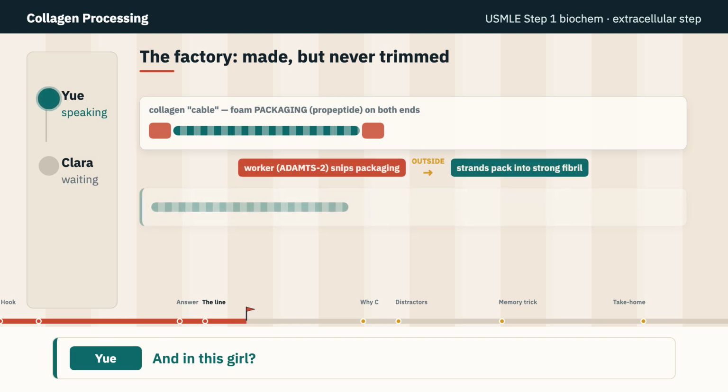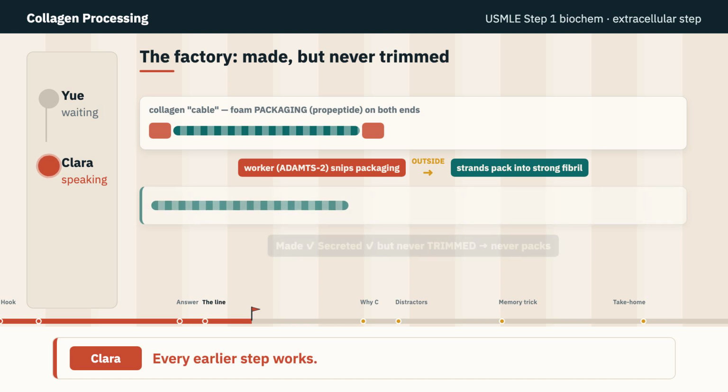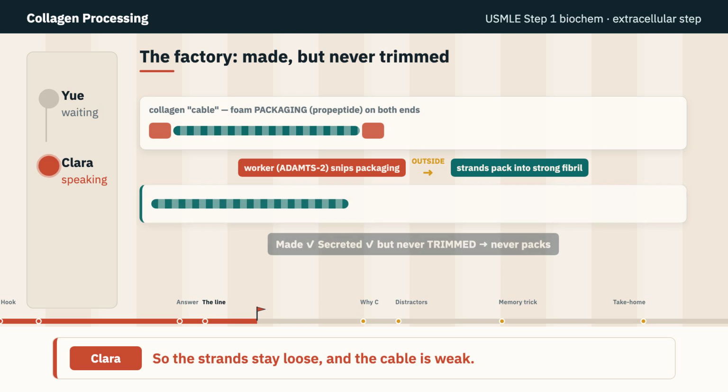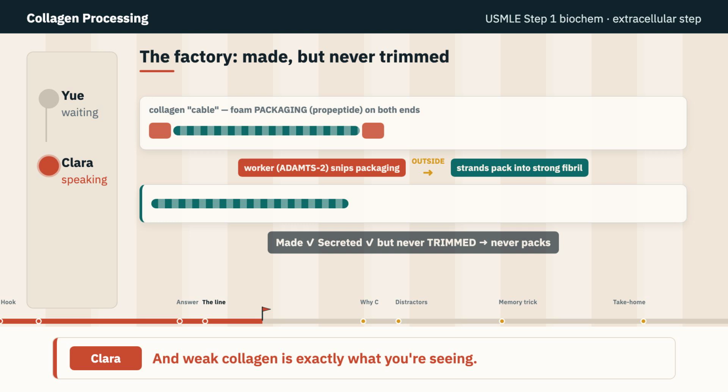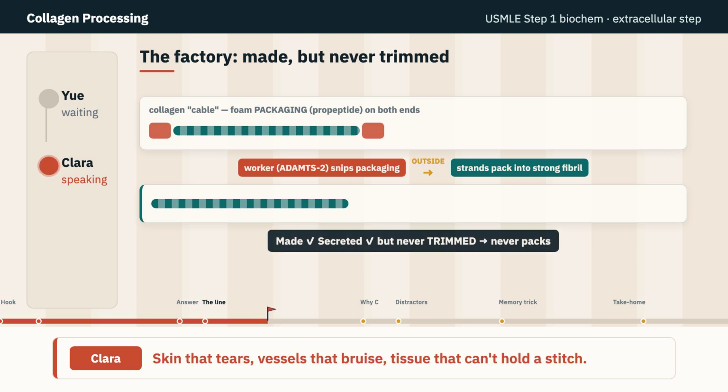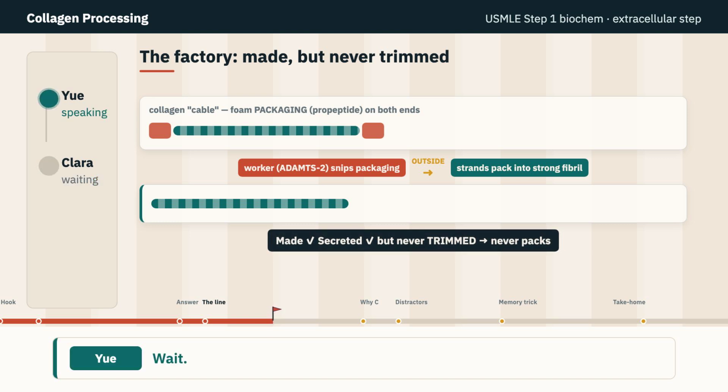And in this girl, the worker is missing. The cable still gets made. Every earlier step works, but the packaging never comes off. So the strands stay loose, and the cable is weak. And weak collagen is exactly what you're seeing. Skin that tears, vessels that bruise, tissue that can't hold a stitch. Wait, so the collagen is actually made, it's just never trimmed. That's the whole disease in one sentence. Made, secreted, but never trimmed, so it never packs.